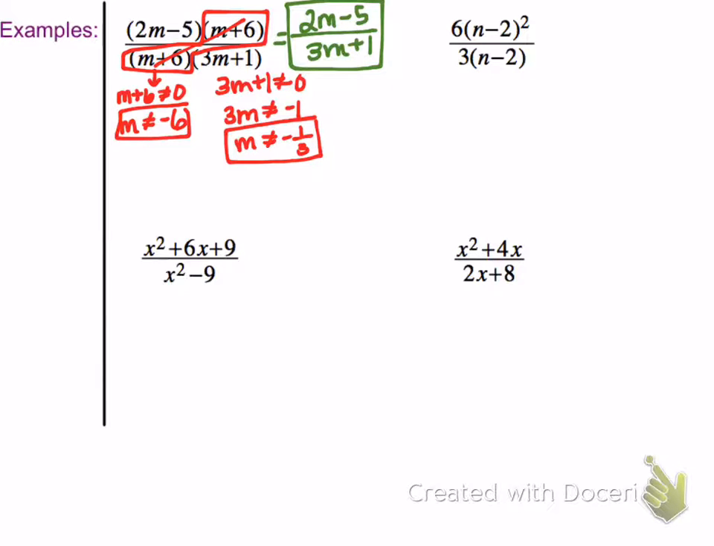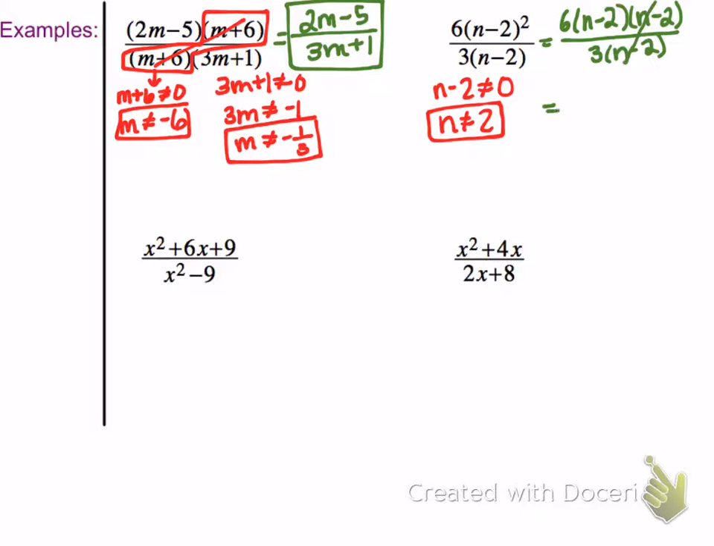Okay, let's try again. Now here, this is factored as well. There's only one factor that I have to pay attention to on the bottom. n minus 2 cannot equal 0, which means that n cannot equal 2. I would add that 2 over to both sides. Now the top of this fraction says 6 times n minus 2 squared, which is really just 6 times n minus 2 twice. It's going to look something like this. And then the bottom is 3 times n minus 2.